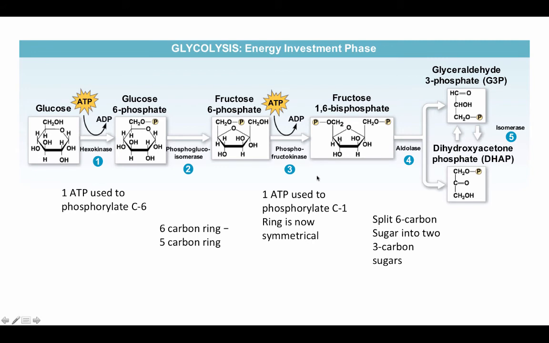So now that we've got this nice symmetrical ring, we're going to split it in half and have 2 3-carbon chains with the same molecules in them so that they're basically isomers of each other. So one isomer is G3P, glyceraldehyde 3-phosphate. The other isomer is dihydroxyacetone phosphate, DHAP. And in this 5th step, we're basically going to convert DHAP into G3P so that now we have 2 identical molecules that are going to go into the energy payoff phase.